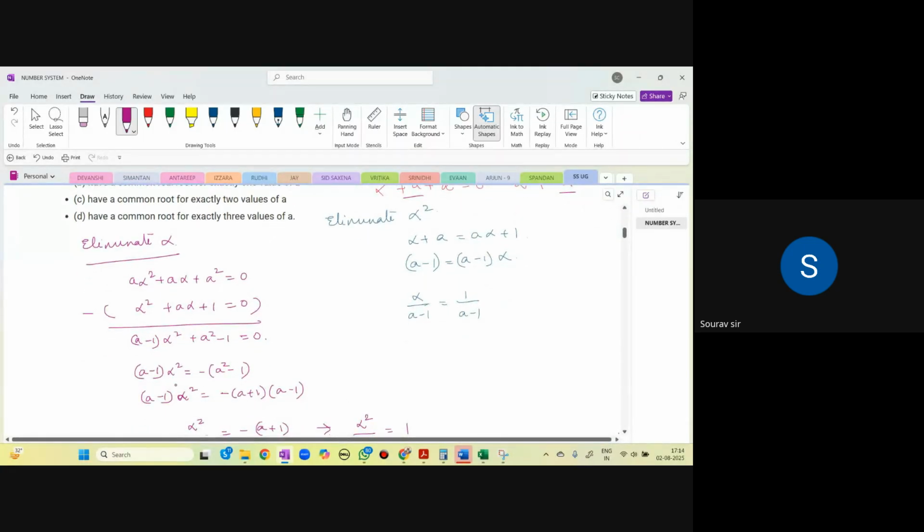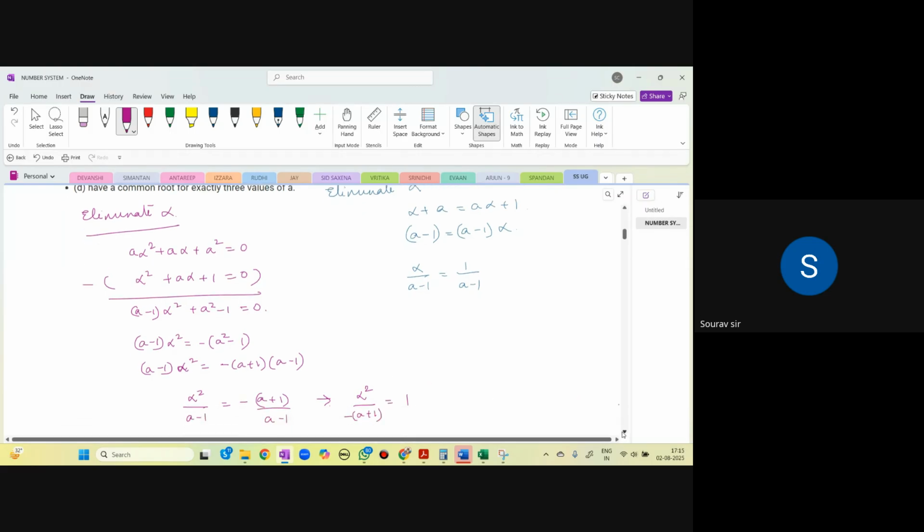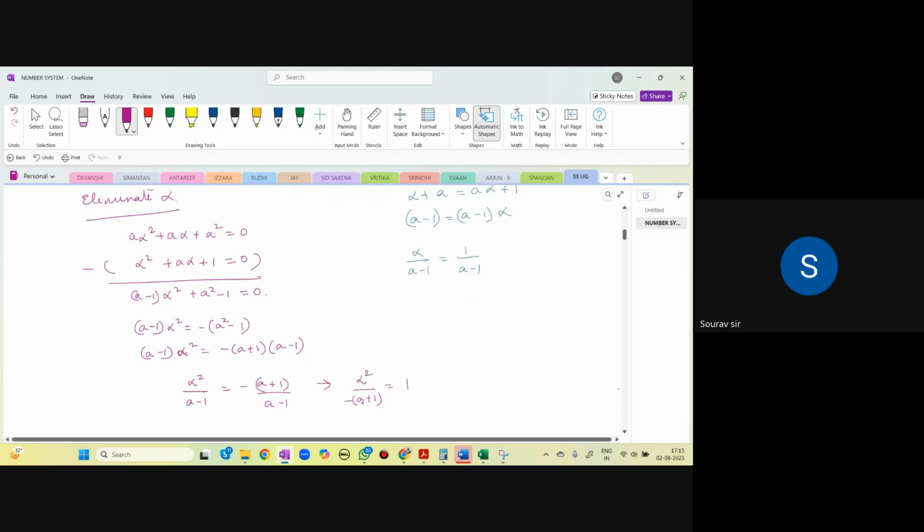So from there, I can write a minus 1 alpha square is minus of a square minus 1, which is minus of a plus 1 times a minus 1. So from there, I can write alpha square by minus of a plus 1 is 1. Is it clear?